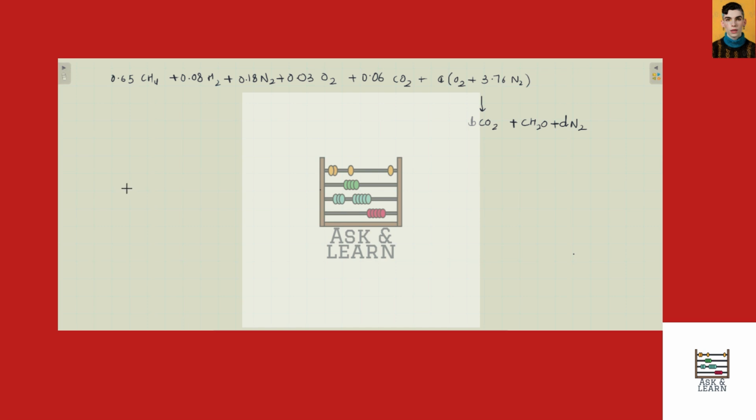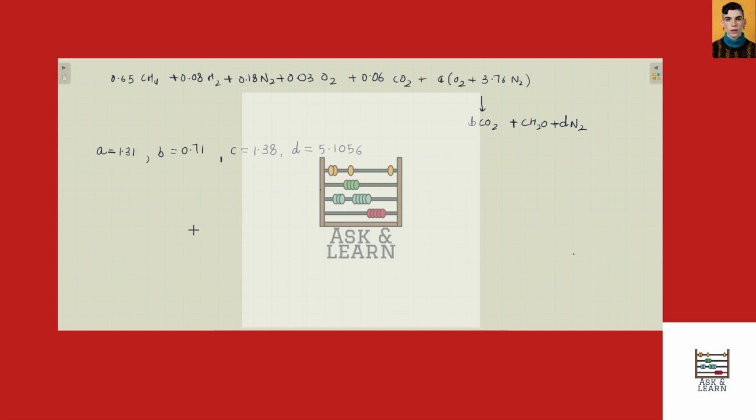Now, the analysis of the components gives the values of the coefficients, that is A equals 1.31, B equals 0.71, C equals 1.38, and D equals 5.1056. So after introducing these coefficients, we can rewrite the chemical reaction. Next step is to find the partial pressure of the moisture.